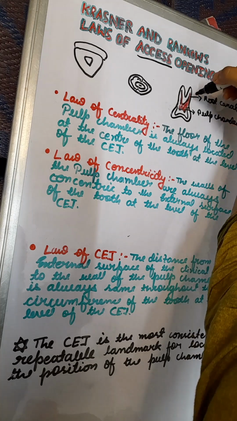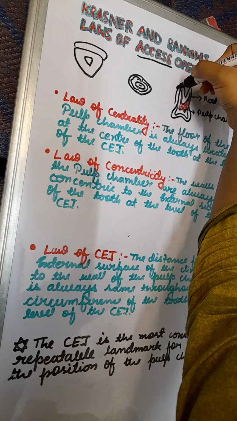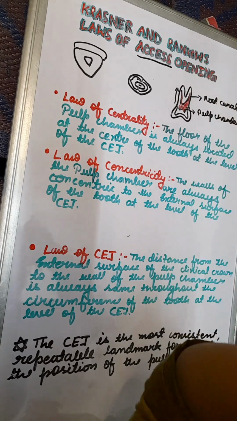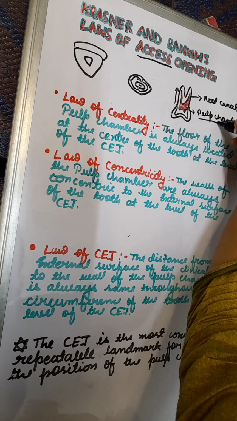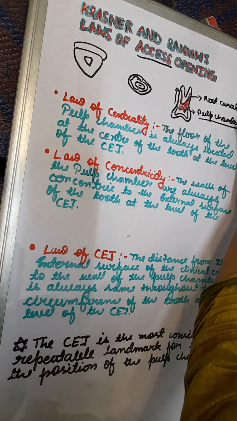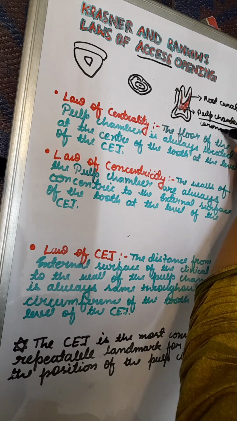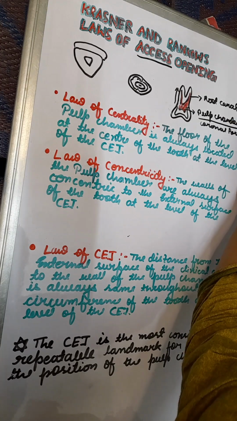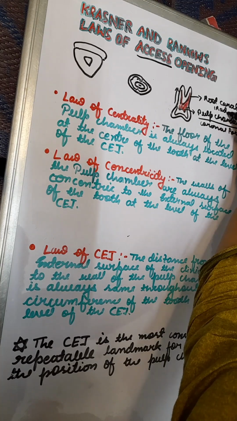So when we have to reach the root canal of the tooth for the purpose of root canal treatment, we will first gain access towards the pulp chamber, that is the coronal portion of the pulp. And root canal is basically the radicular portion of the pulp.